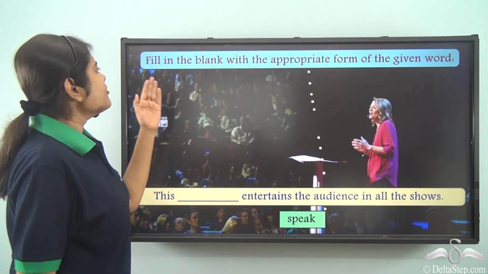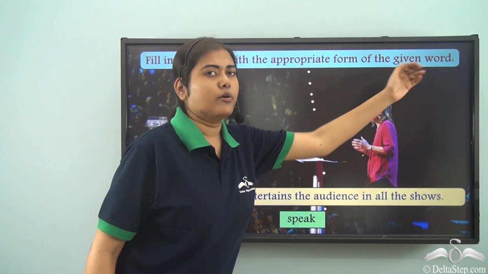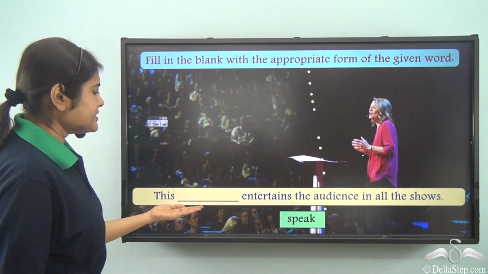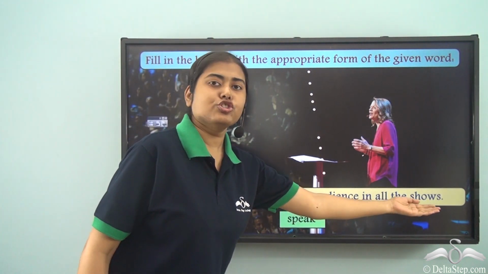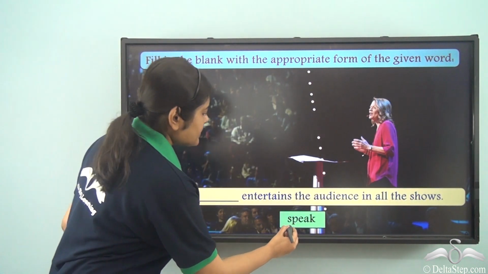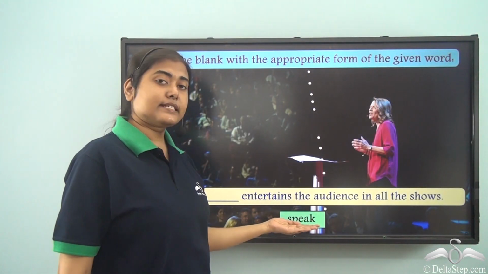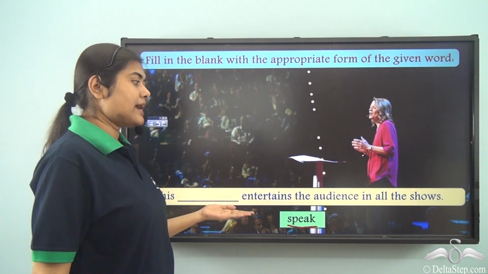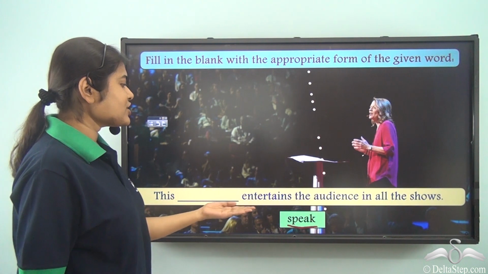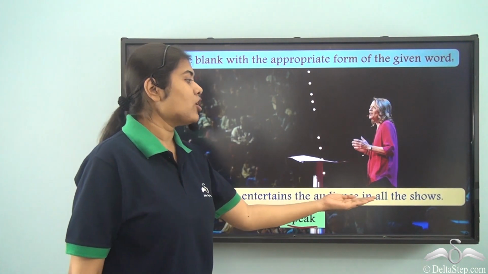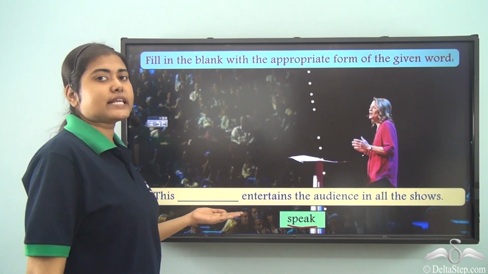So now fill in the blank with the appropriate form of the given word. This dash entertains the audience in all the shows, and the word is speak. Now we have to use this word in its correct form in this blank to make a meaningful sentence. Now this dash entertains the audience in all the shows. So I am referring to a person who is entertaining.